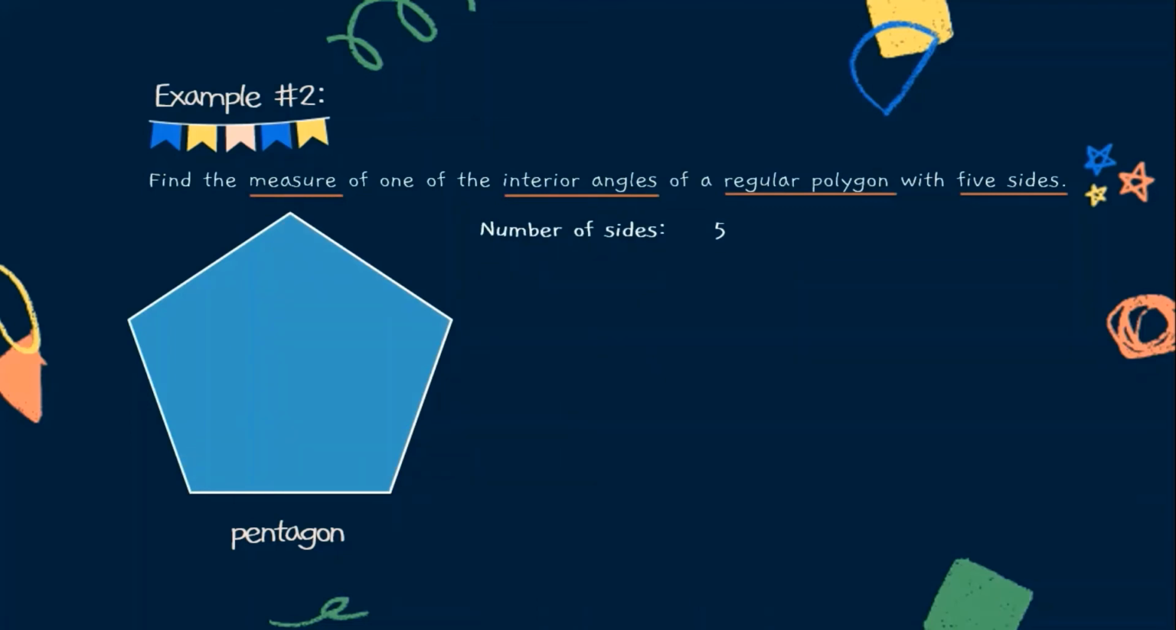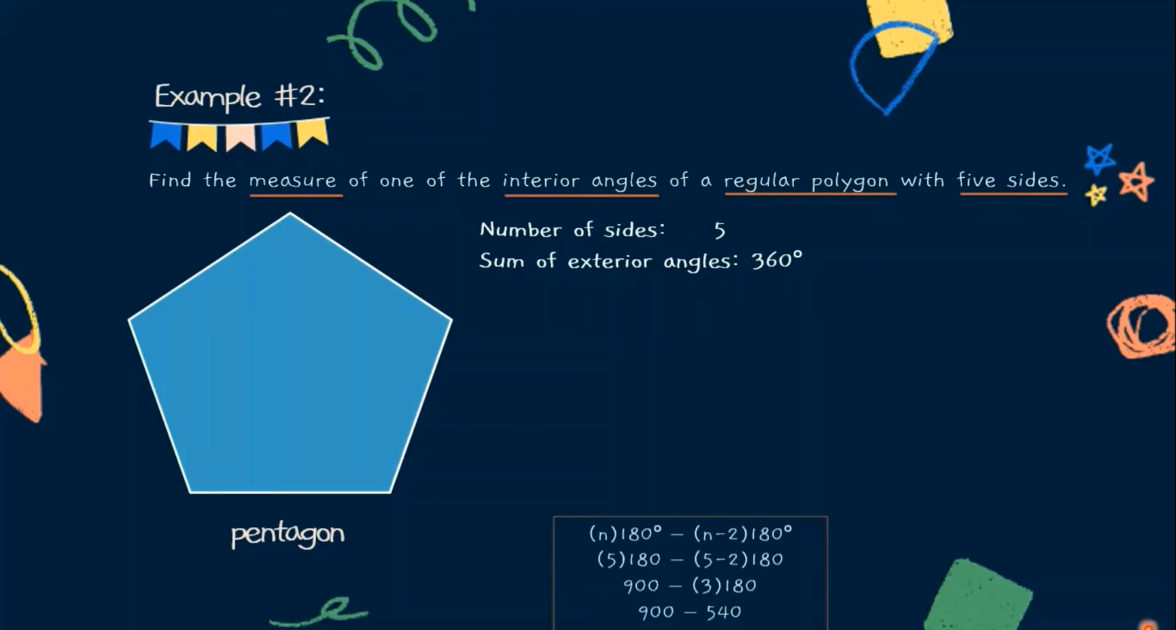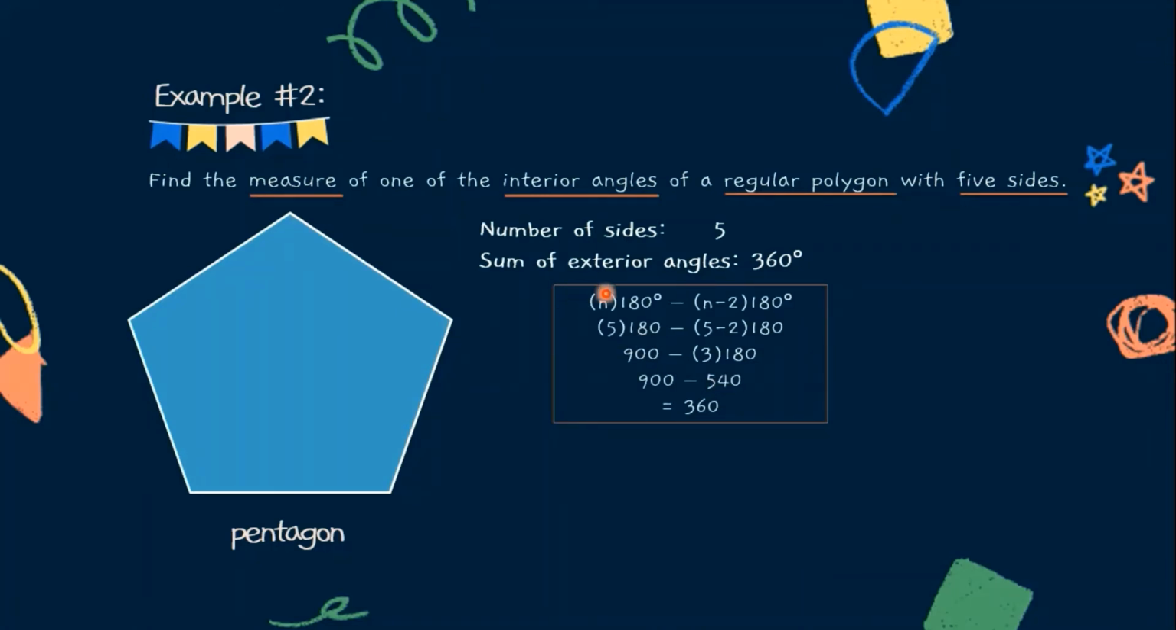So if you have the number of sides, which is 5, we'll get the sum of the exterior angles, which is 360 degrees. Itong 360 degrees is constant to all the polygons, regardless of its number of sides. Kaya lagi siyang 360 degrees. Pakita ko lang yung computation following its formula, replacing n with 5. If we perform the operation, 360 talaga yung kanyang sum of exterior angles.